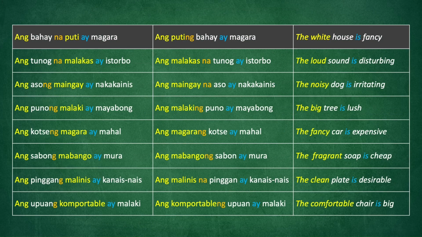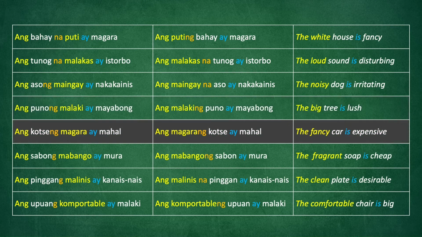Ang bahay na puti ay magara. Ang puting bahay ay magara. Ang tunog na malakas ay istorbo. Ang malakas na tunog ay istorbo. Ang asong maingay ay nakakainis. Ang maingay na aso ay nakakainis. Ang punong malaki ay mayabong. Ang malaking puno ay mayabong.